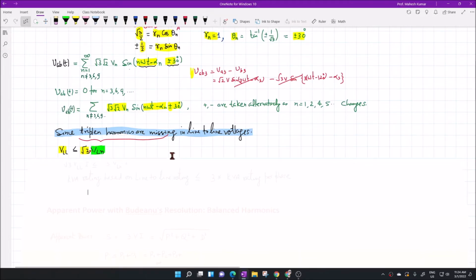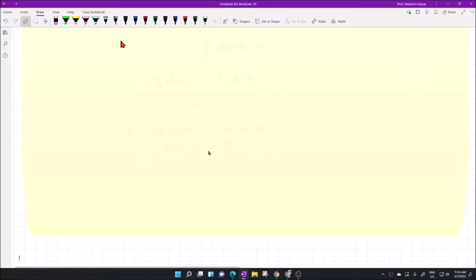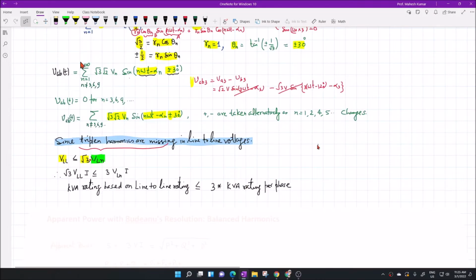And if you find the kVA rating based on this, then if I multiply both sides by the line current I, you will see this is nothing but root 3 VLL into I. So we have multiplied by I here and I here, then this becomes the line to line kVA rating. So this side is the line to line kVA rating, and this side is 3 times the line to neutral, or per phase, kVA rating. So if you take the per phase kVA rating and multiply by 3, then this will be greater than the line to line kVA rating.